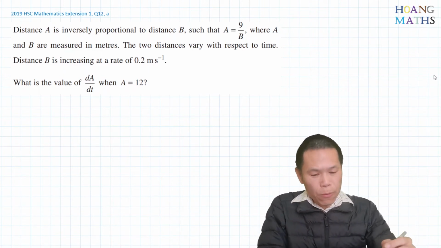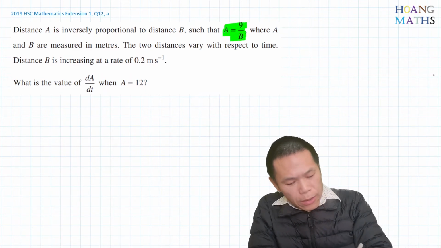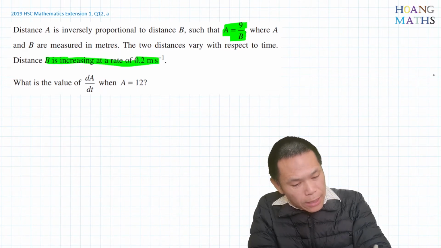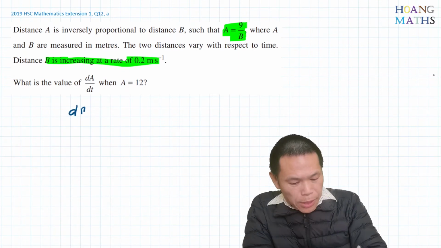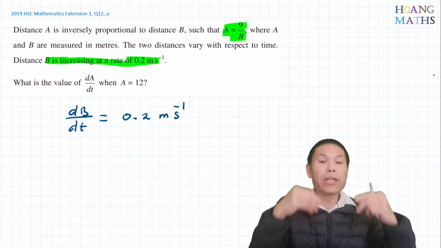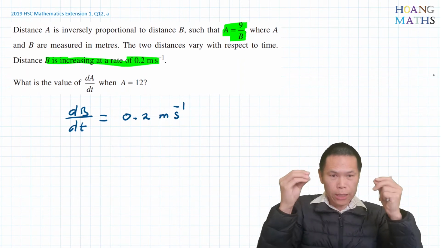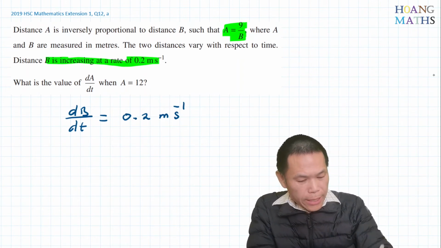First of all, we know that A is given by this, and the rate of change for B is increasing at this rate. So we know that dB/dt is 0.2 meters per second. Because it's increasing, it's positive. Just keep that in mind. And the question is asking for dI/dt.